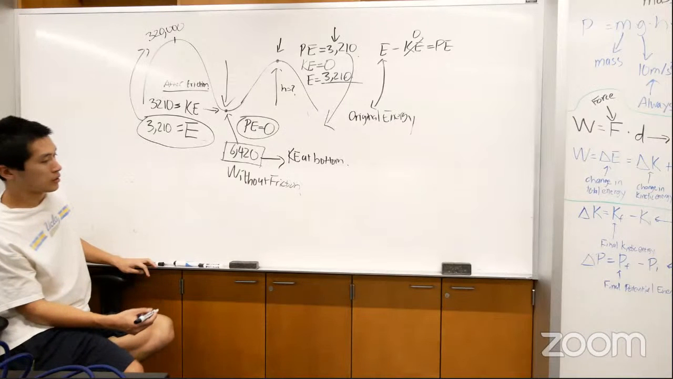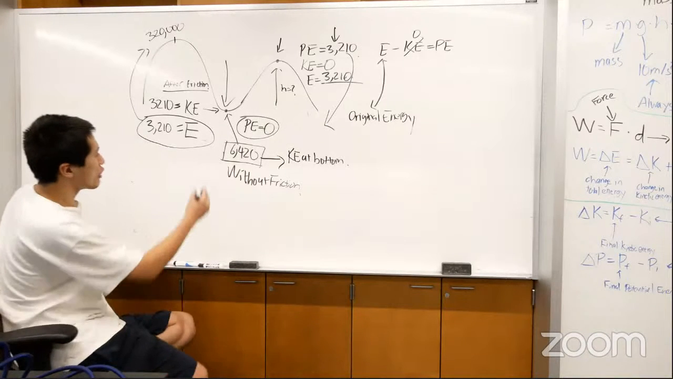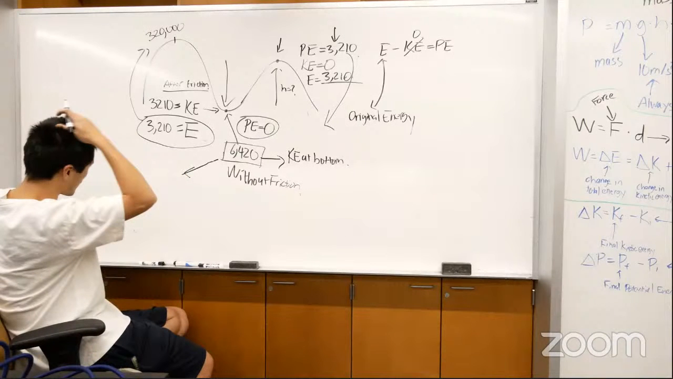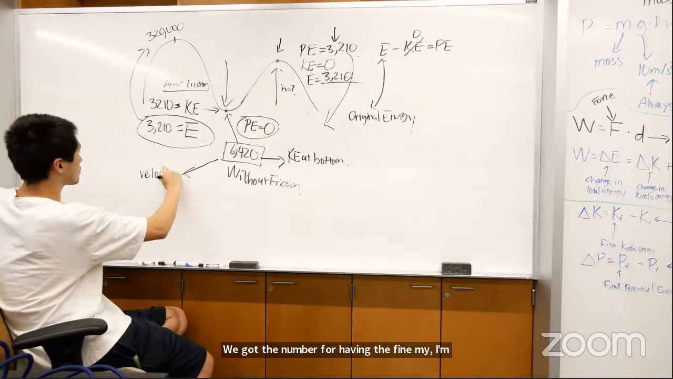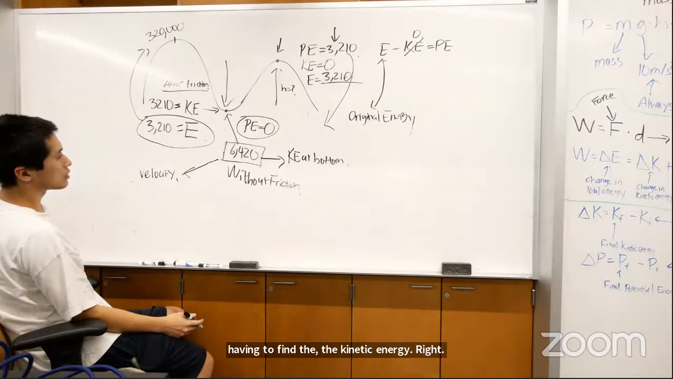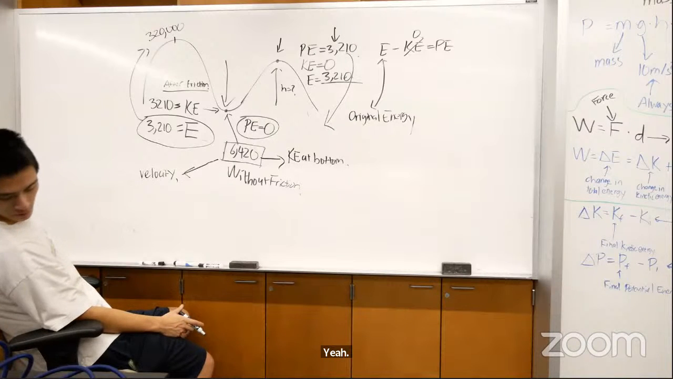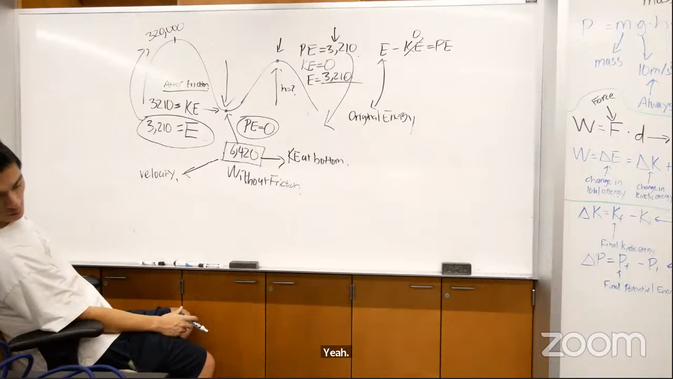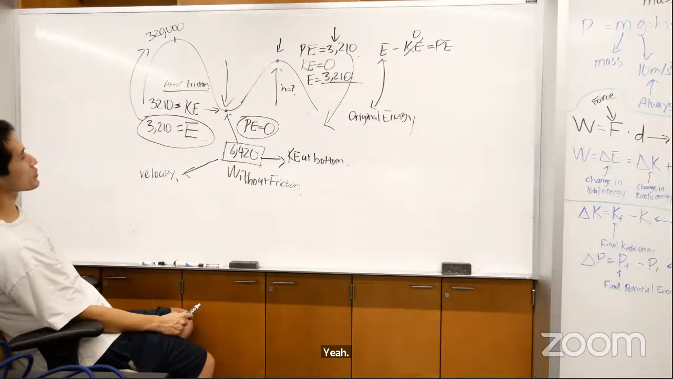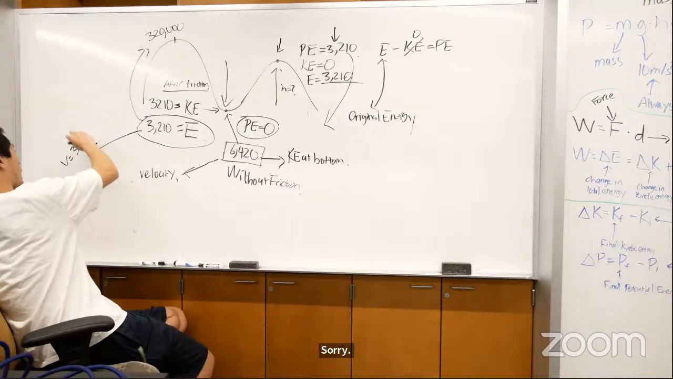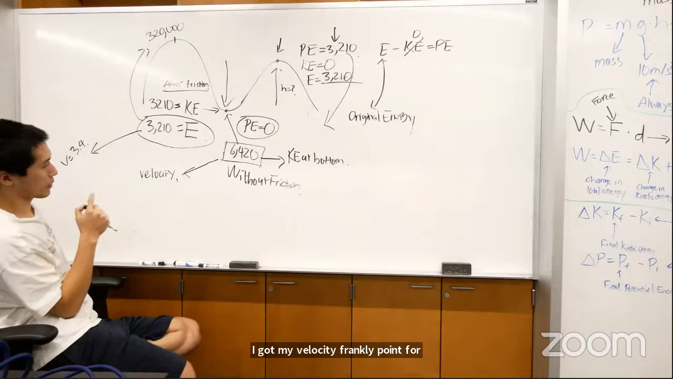By squaring it. So you know your velocity down here. Square root, yeah. So how did you figure out your velocity down here? I got my velocity from 3.4. I'm sorry? I got my velocity from 3.4. Oh, okay. So that was after we did our velocity with friction. I'm talking about how did you figure out your original kinetic energy without friction?